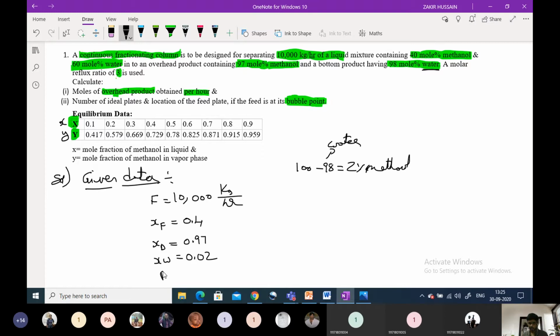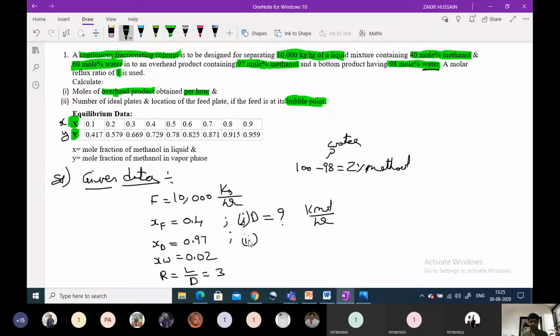Then they have given the reflux ratio R value. R is equal to L by D, and L by D is equal to 3. Now they are asking us to calculate what D is, and that too in kilomole per hour. This is the first bit they are asking.